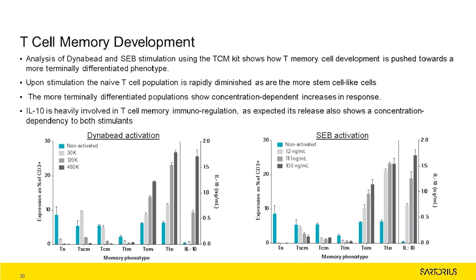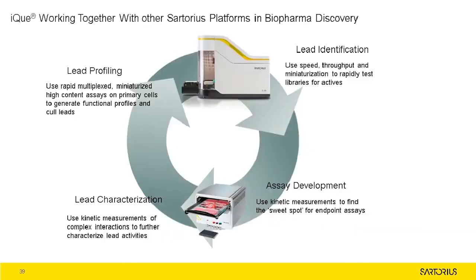What I'm now going on to describe is how it can be used in combination with the IncuCyte live cell analysis system. How the two instruments work together is highlighted here in this diagram, which shows the positioning of each in assay development and drug discovery. IQ's strengths of being able to rapidly sample multiplex high-content assays allow for lead profiling and identification, which can then be complemented by IncuCyte's ability to then perform further lead characterization using kinetic measurements, and at the front end of assay development, where the kinetic analysis can be used to pinpoint the best time to sample and analyze with the IQ.